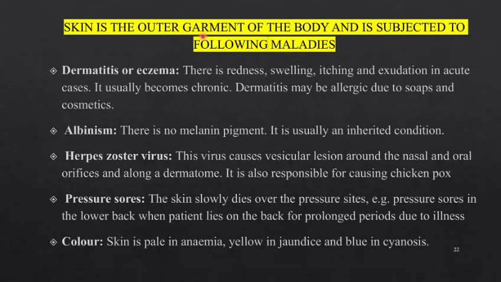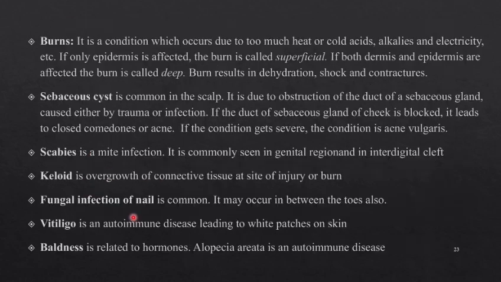Skin is the outer covering of the body and it is subjected to the following maladies. These are some of the skin conditions which are observed: dermatitis or eczema, albinism, herpes zoster virus, pressure sores, color changes, burns, sebaceous cyst, scabies, keloid, fungal infection, vitiligo, baldness. And this one also, alopecia areata. It is an autoimmune disease, meaning complete removal of hair.